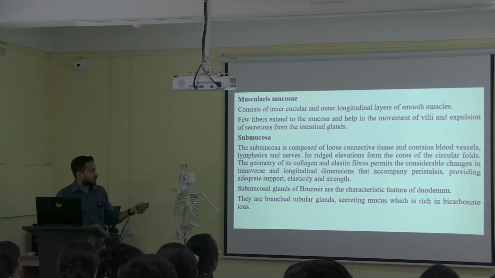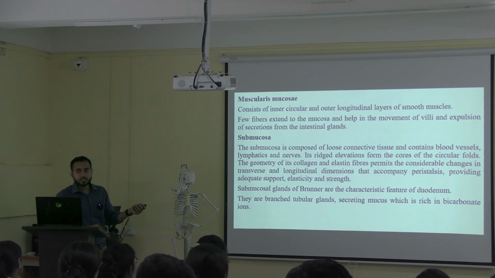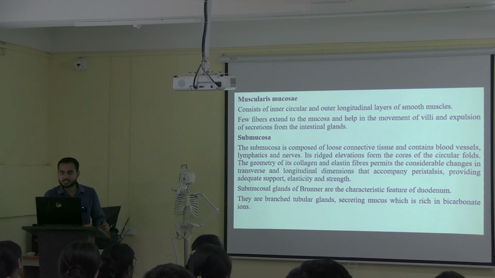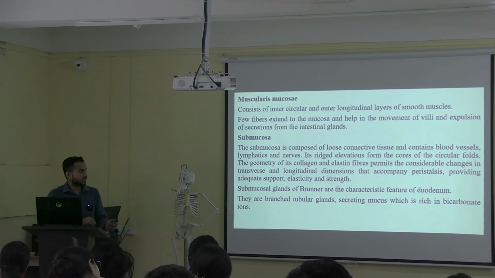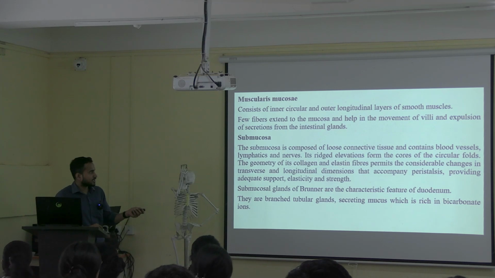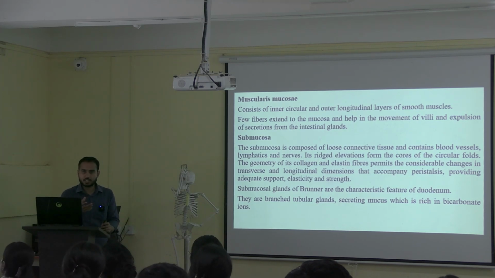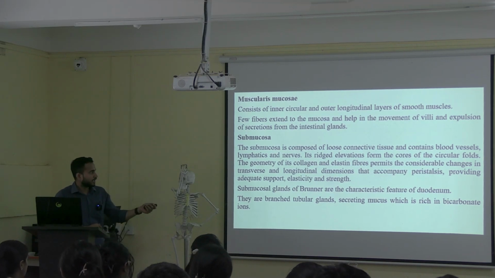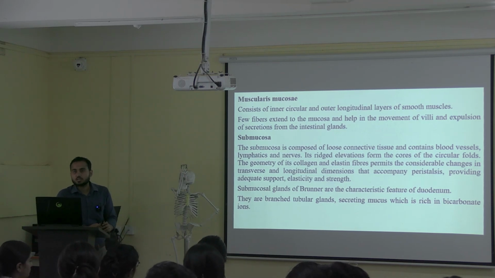Next, in the submucosa, mainly loose connective tissue is present, where you can see blood vessels, lymphatics, and nerves, and along with that we can also see collagen fibers and elastin fibers in the submucosa. Due to the presence of these collagen and elastin fibers, it provides strength and support when movements are taking place, for example peristalsis, which takes place continuously. So it provides adequate support, elasticity and strength to the small intestine.